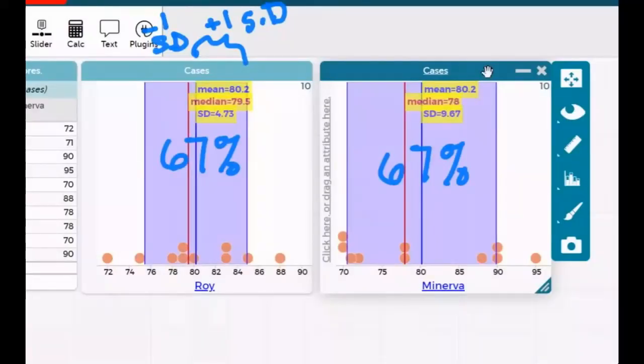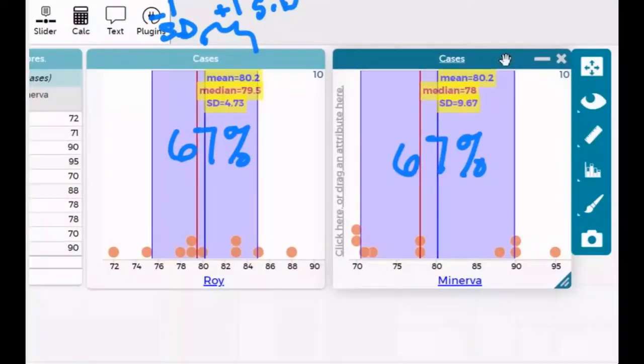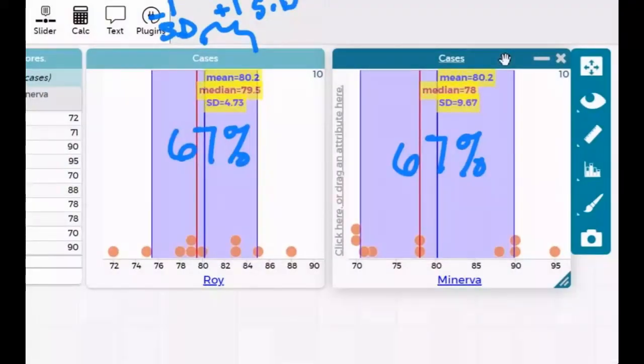The median means the middle score of all of their scores. So Roy's is 79.5, Minerva's is 78. Is that helpful in telling me who is the better golfer? No, because both of those medians are very close. What about the standard deviation?